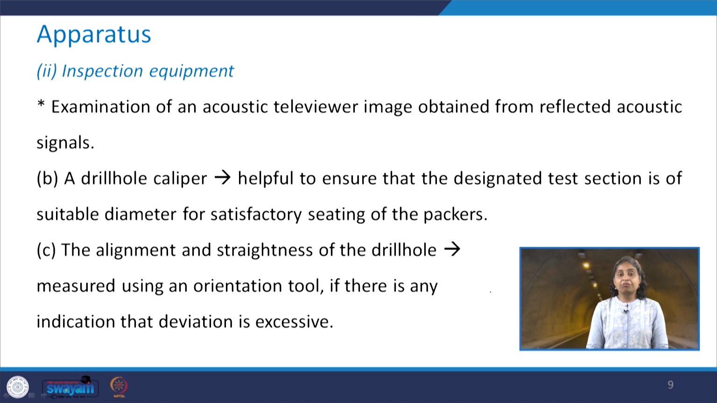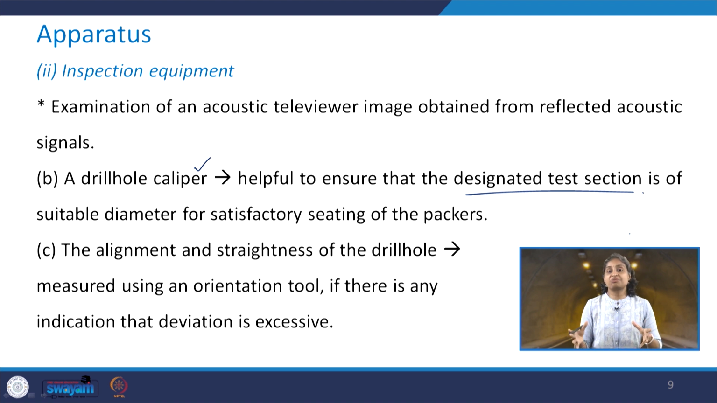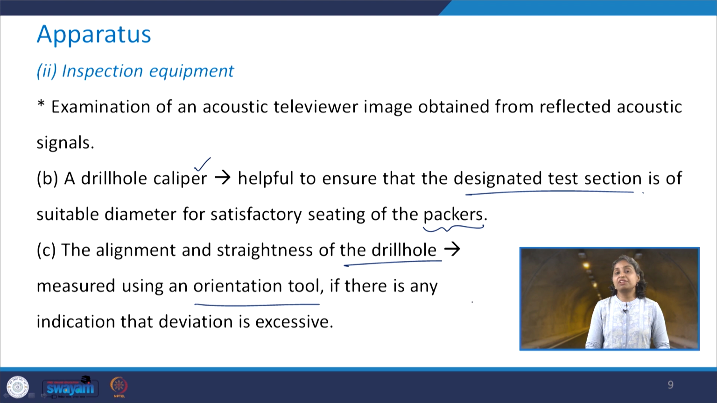Then the second method is a drill hole caliper. This is helpful to ensure that the designated test location is of suitable diameter for the satisfactory seating of the packers. When we discuss the other components of the apparatus, you will realize what these packers are. Then the alignment and straightness of the drill hole should be measured using an orientation tool if there is any indication that the deviation is more than the permissible one, or is in excess.